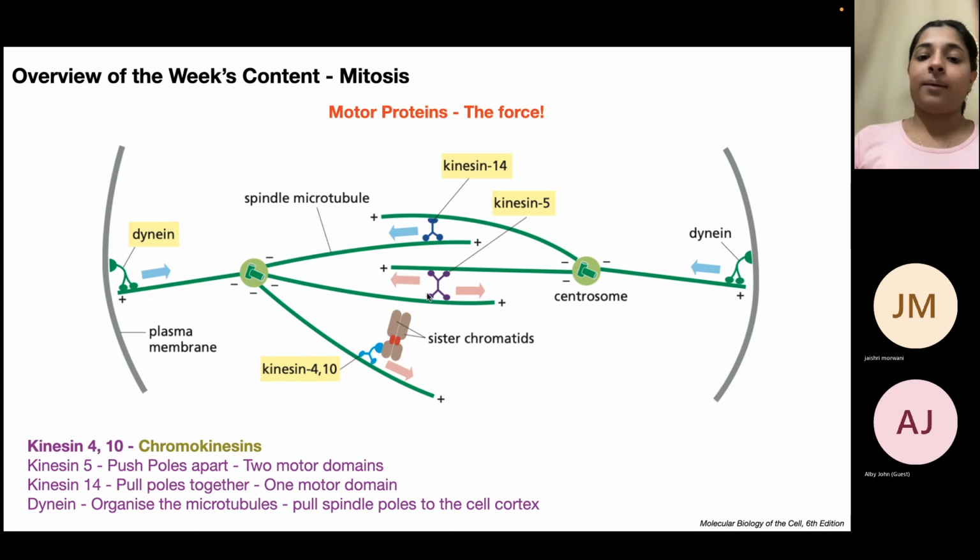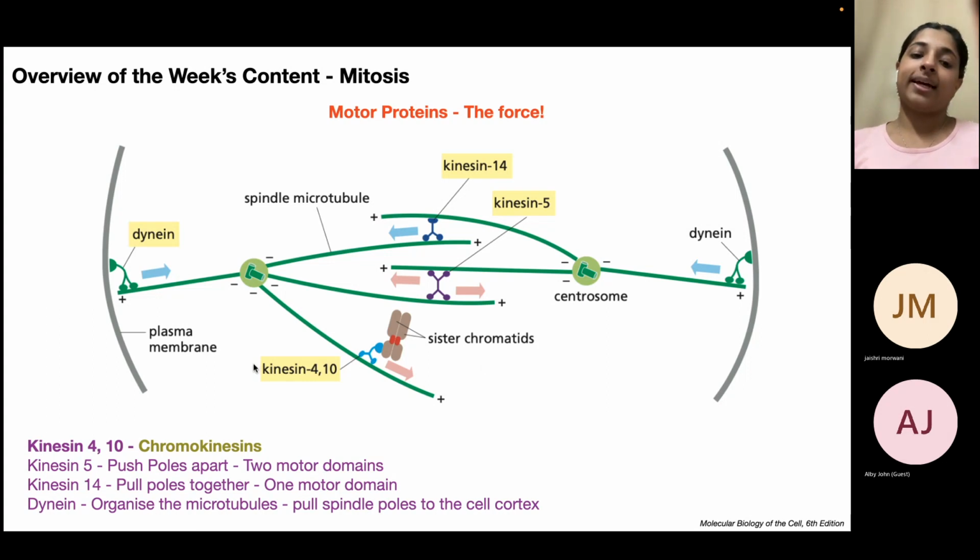However, kinesin 5 has two different motor domains. So it is attaching to one microtubule and moving along the second microtubule. In kinesin 5, it's moving across both the microtubules, because of which there is a pushing force. So both these proteins together, kinesin 14 and kinesin 5, because one is pulling and one is pushing, maintain the integrity of the microtubule spindle network and make sure that it is oriented properly.